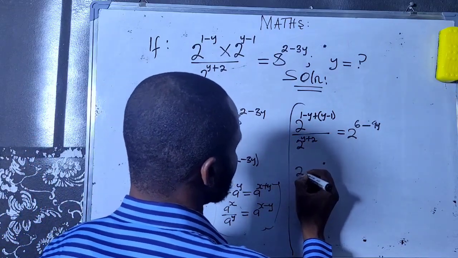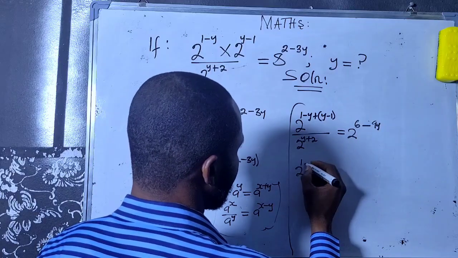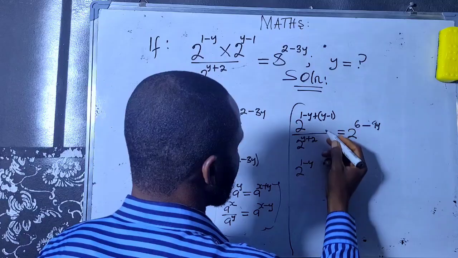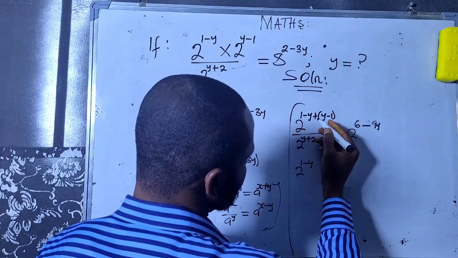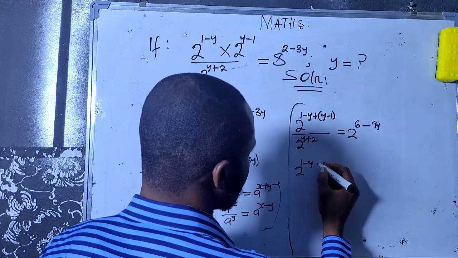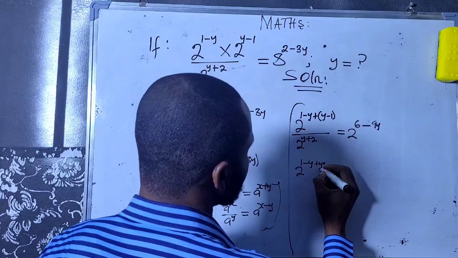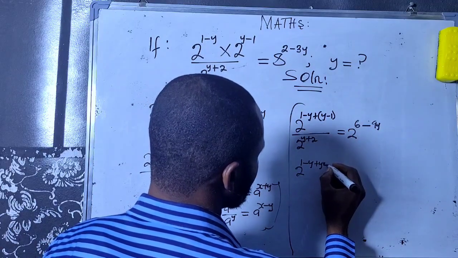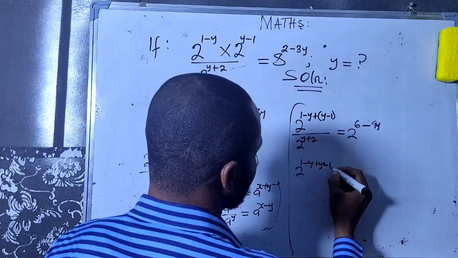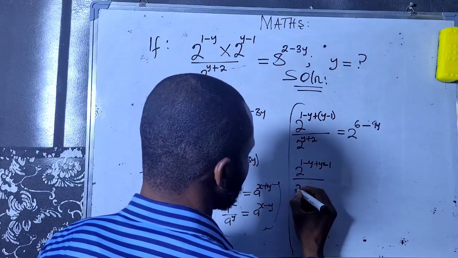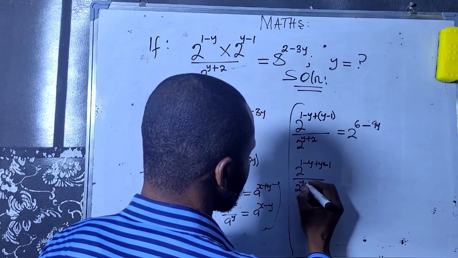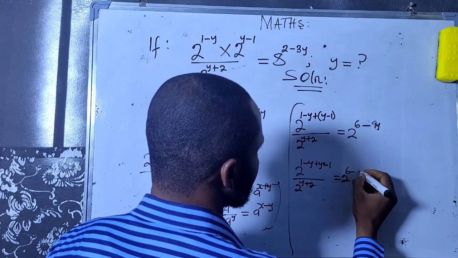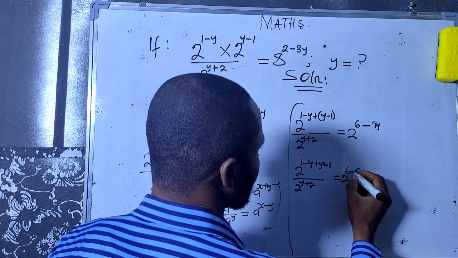We have 2 to the power of 1 minus y. You open the bracket, y times invisible 1 here, plus 1 times y, that will give us plus y. Then plus 1 times minus 1, that will give us minus 1, divided by 2 to the power of y plus 2, equals 2 to the power of 6 minus 9y.